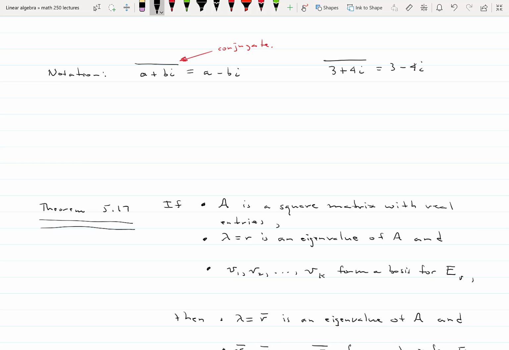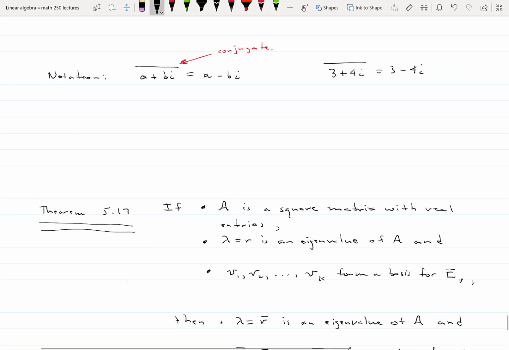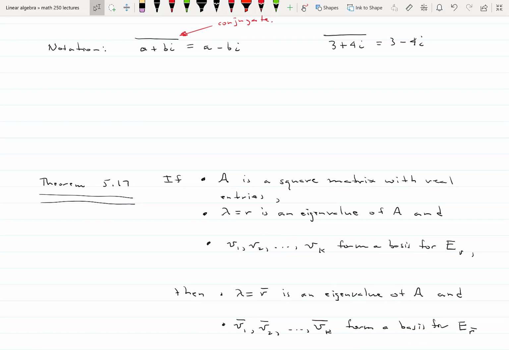So eigenvalues occur in conjugate pairs, but so do the eigenbasis, the basis for the eigenspace. They occur as conjugate values. So if v1 to vk form a basis for the eigenspace corresponding to r, then the conjugates of those form a basis for the eigenspace corresponding to the conjugate of r.